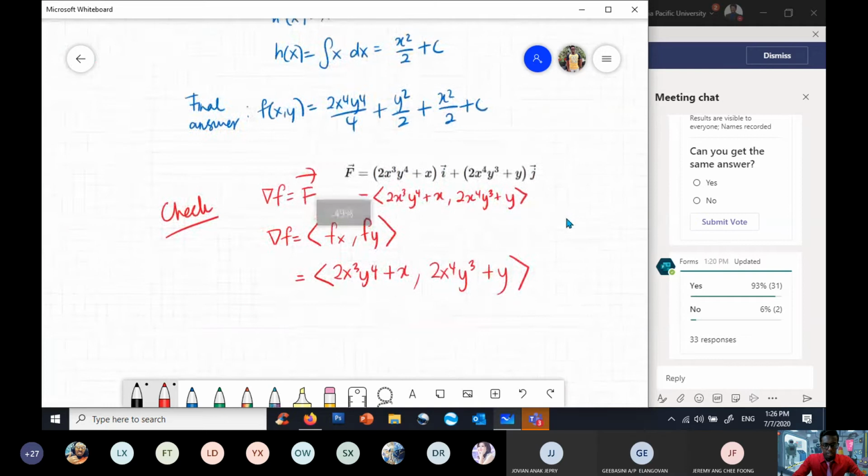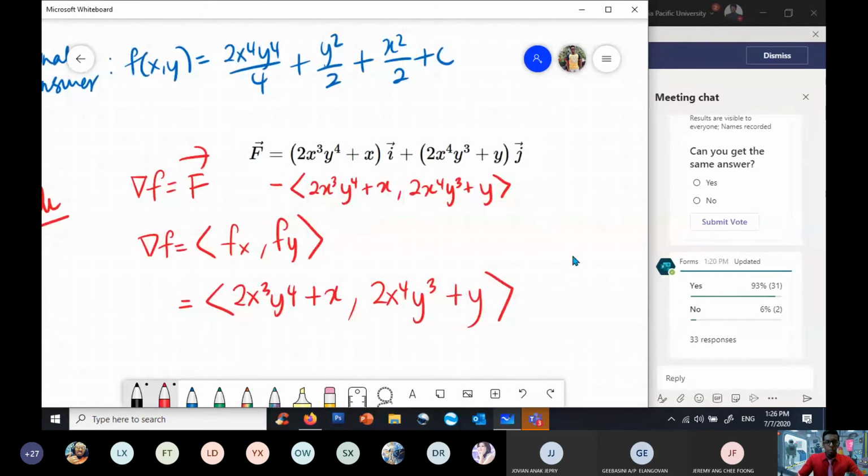Okay, let us compare. Yes, indeed both of them are the same thing: 2x cubed y^4 plus x, 2x^4 y cubed plus y. See, when you arrive at the correct scalar potential and find the gradient vector, you will get back the vector function initially given. That's how you know you are on the right track. But this is just a check. Again, you don't have to do it.